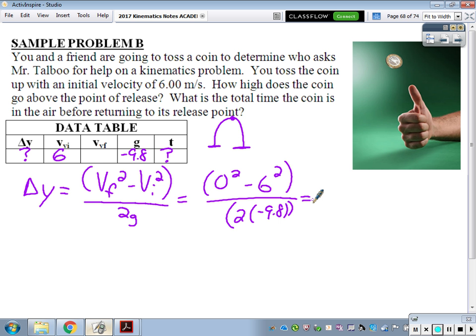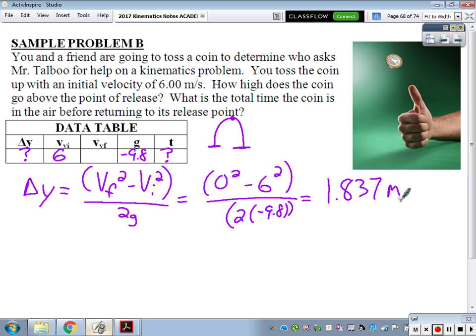And Aaron, when you have a good response, let me know. I got 1.837 meters. Good. And that's what we should get. Okay? 1.8 meters. That's a healthy coin toss.